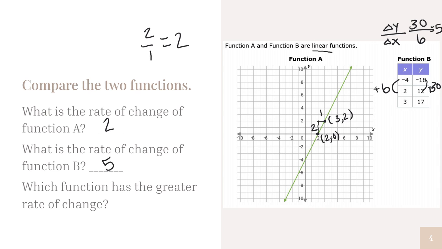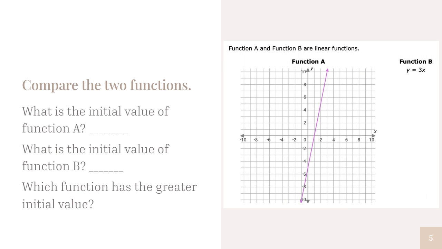So now my last question, which function has the greater rate of change? Function B does. So my answer is function B because 5 is bigger than 2. Our next example, notice on this question, I'm now asked about the initial value of a function.